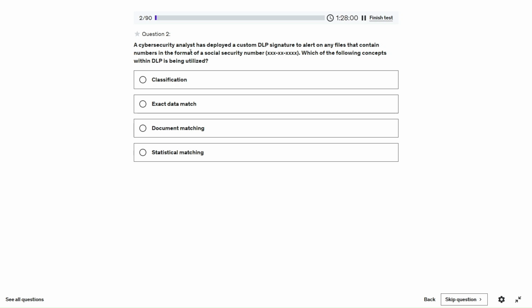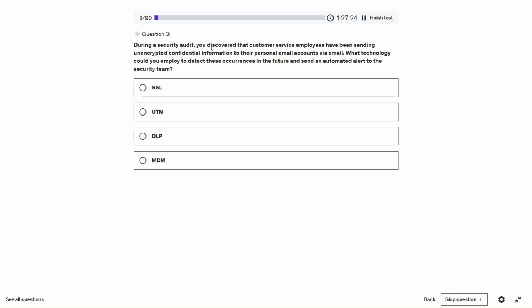Okay, a cybersecurity analyst has deployed a custom DLP signature to alert on any files that contain numbers in the format of a social security number. Which of the following concepts with DLP is being utilized? So the analyst added its own custom type to get the alert. So whenever the same type occurs or is found, only then the alert will be generated. So the exact data match.